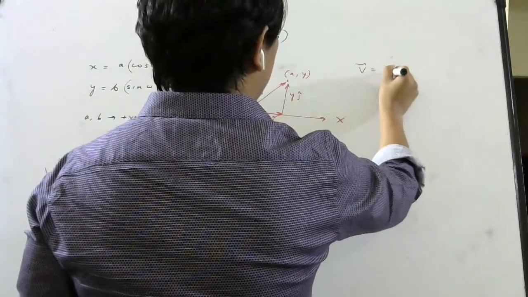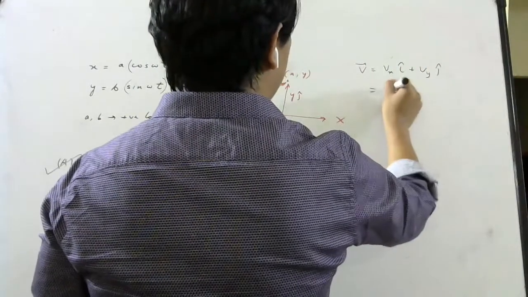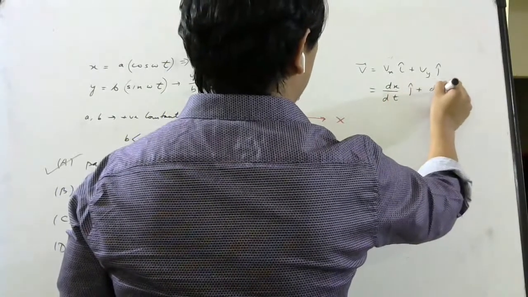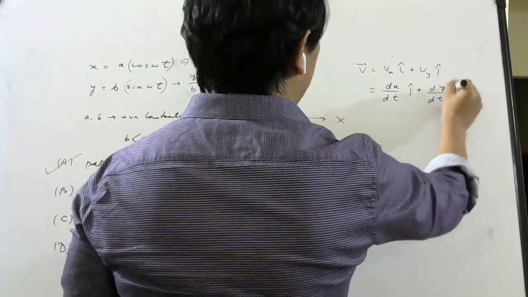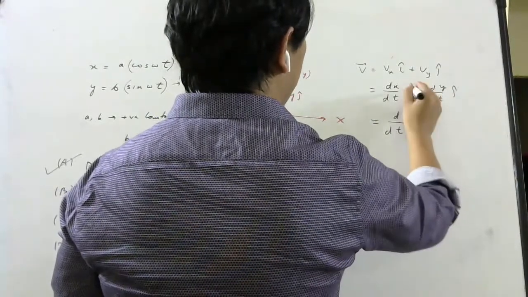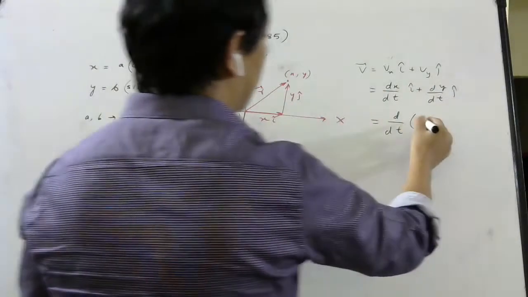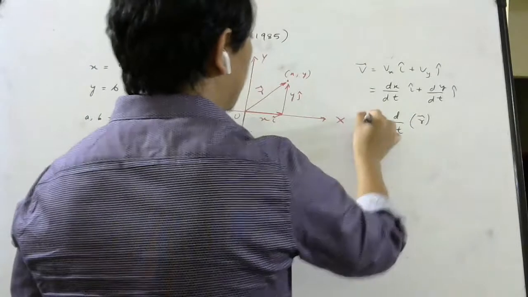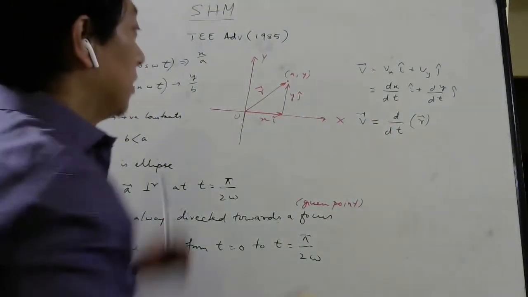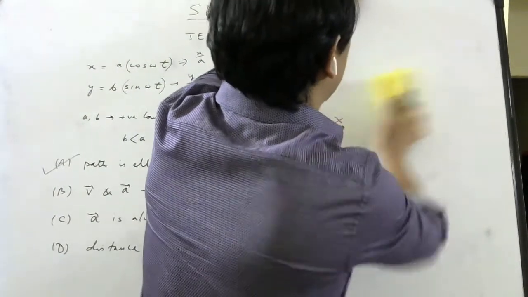We can write it as vx i cap plus vy j cap. And vx is dx by dt i cap plus dy by dt j cap, which I can further write as d by dt of x i cap plus y j cap, which is nothing but the derivative of r bar. So that is your velocity. This is neither your tangential velocity nor your normal or radial velocity. This is just the actual velocity.